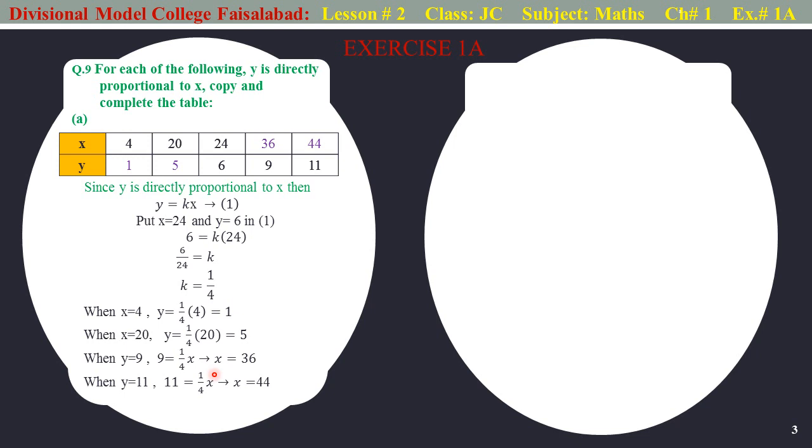Better to do working so that you may not commit any mistake. So this is question number 9, its A part. You can solve its B part in the same way. In that question, a table is given. You will write the relation like this and you will put the values of x and y which are given to find the value of k, and then you will find the values of y when x is given and the value of x when y is given in the same way.